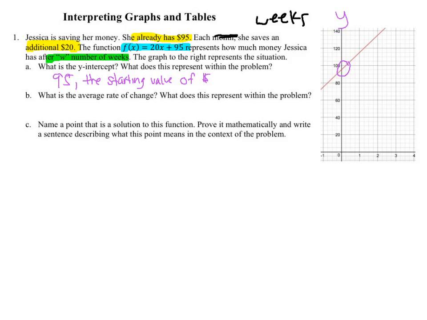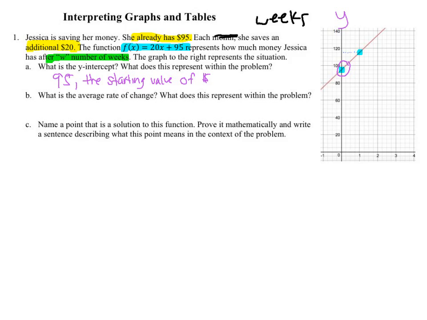Part B, what is the average rate of change? The average rate of change is the same thing as slope. So I'm going to go ahead and find 2 points on the graph. So we can go here because we know that that's 95. And we can go here, because that point right there, if I go over, is going to be 115.